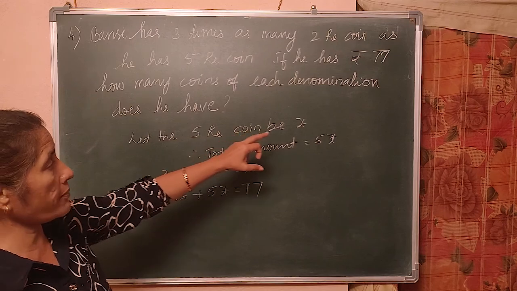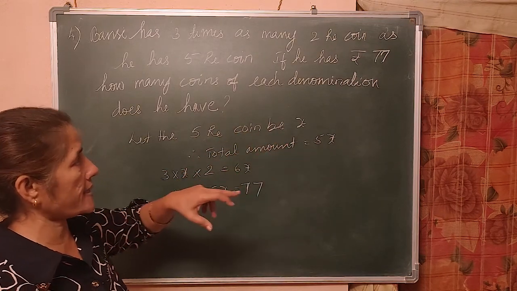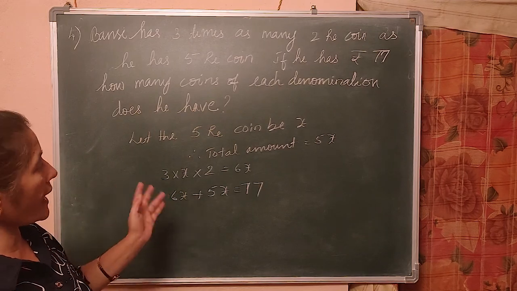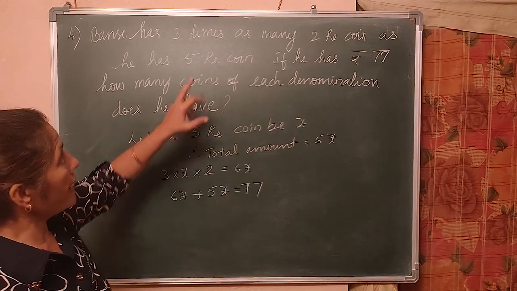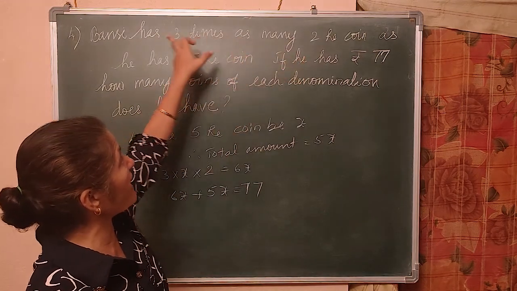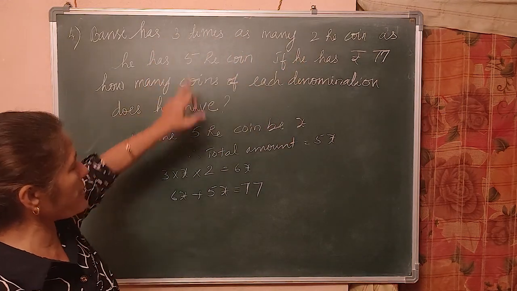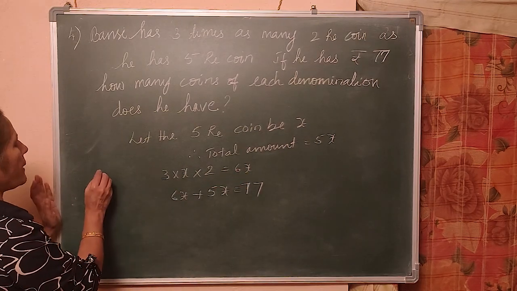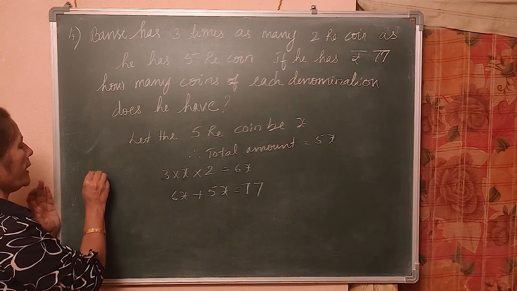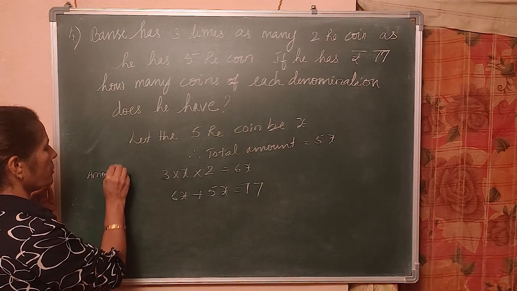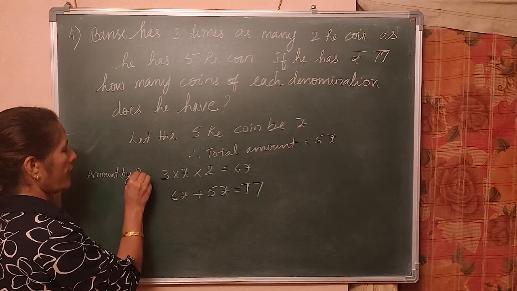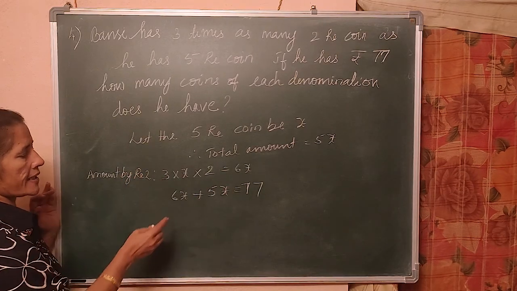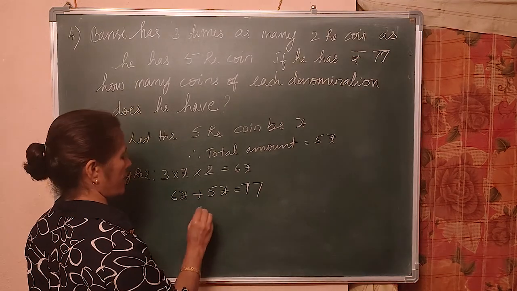I say number of 5 rupee coins be x. So total amount is 5x. Now what is the total amount of 2 rupee coins? 3 times x of 2. So these 2 rupee coins are 3 times x. So 3 times x of 2 is equal to 6x. So total amount by 2 rupees is 3 times x into 2, 6x. 6x plus 5x is 77.